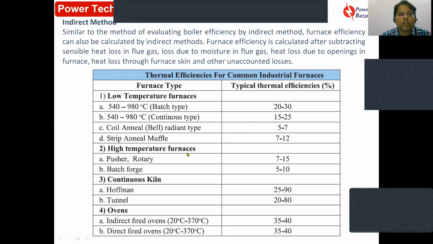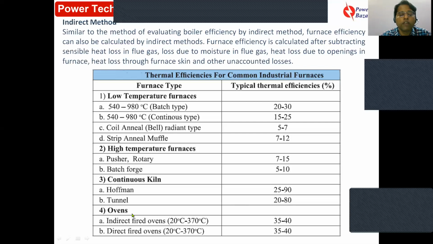Now, high temperature furnaces. Which are the high temperature furnaces? Pusher, rotary furnace, batch forge furnace. You see, when the temperature goes up, efficiency goes down. That is mainly because there is a sensible heat loss occurring in the flue gas itself. Then we have continuous kilns like Hoffman tunnel kiln, where we can get a good efficiency in the range from 25 to 90% or 20 to 80%.